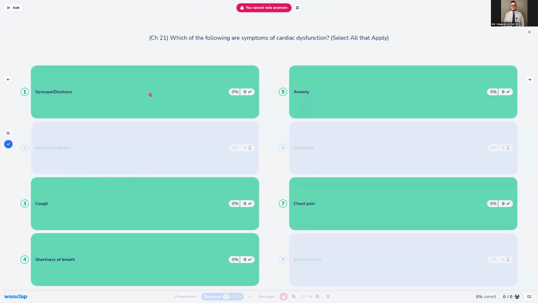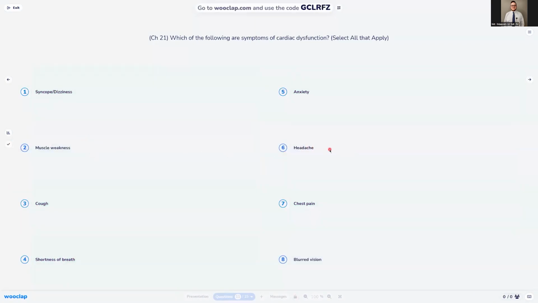So yeah, syncope, cough, shortness of breath, dyspnea, kind of in the same vein. Chest pain, obviously, anxiety. Typically, you don't see muscle weakness. You don't see headache. You can, but typically you don't see headache or blurred vision with this. You see dizziness, shortness of breath because of trying to increase oxygenation to the heart tissue, dizziness, and a general feeling of doom and anxiety.